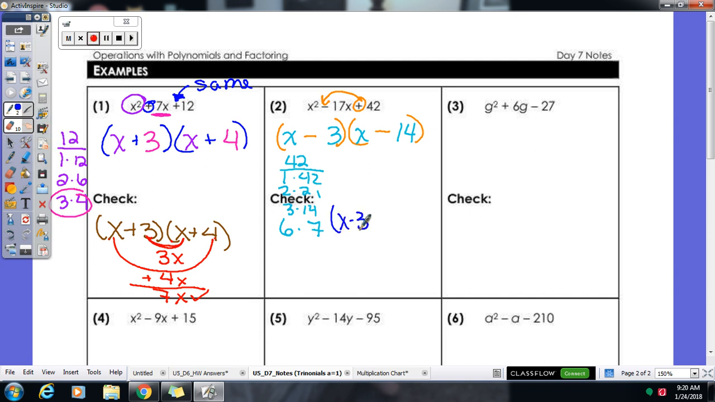So again, we would check ourselves using little smile, big smile. So my little smile, -3 times x, gives me a -3x. Big smile, x times -14 is -14x. So if I add those together, -3 plus -14, there's our -17, which was our middle term, so it checks out.